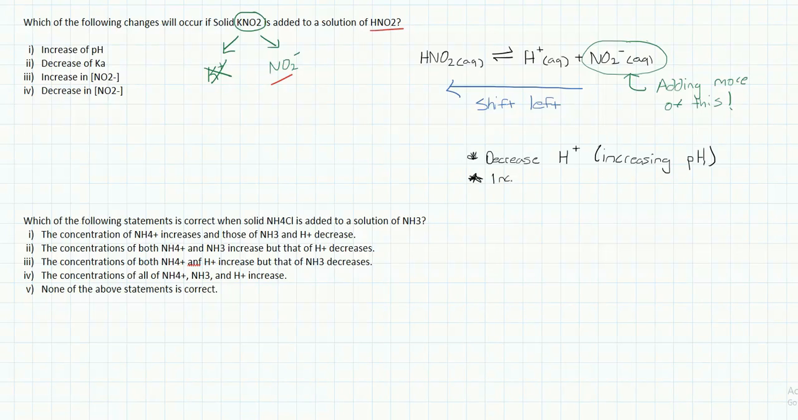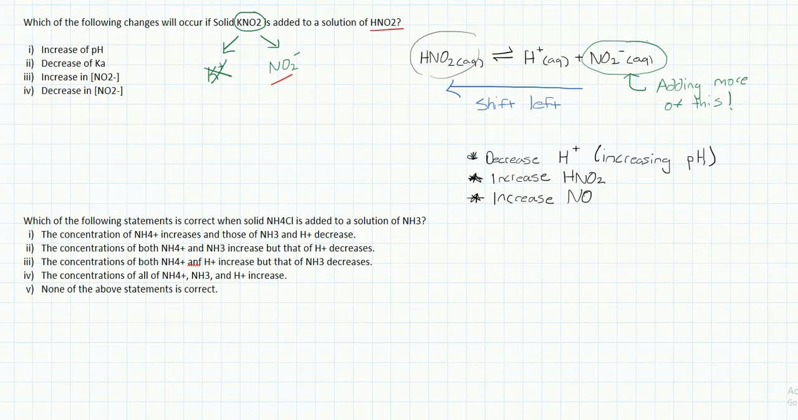We're going to be increasing the amount of HNO2 molecules that we have. Obviously, right? We have to shift the equilibrium to the left so that we create more of this stuff. And finally, what happened to the NO2 minus? Well, I'm just saying we dropped NO2 minus ions into solution. Obviously, we increased the amount that was already there.